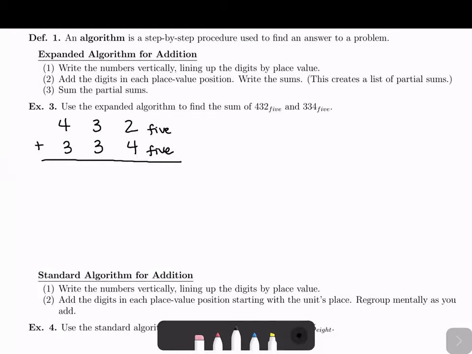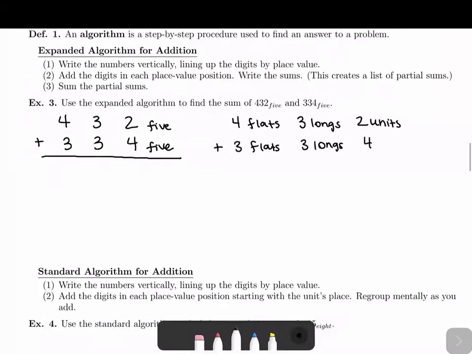Now it says to add the digits in each place value position. We can do that in any way we want to. We can start right to left or left to right because we're just adding them each by place value. One other way that you may want to write this is that we're doing 4 flats, 3 longs, and 2 units, plus 3 flats, 3 longs, and 4 units.